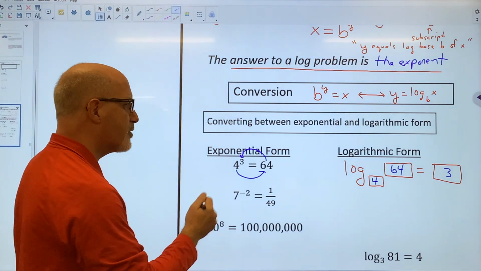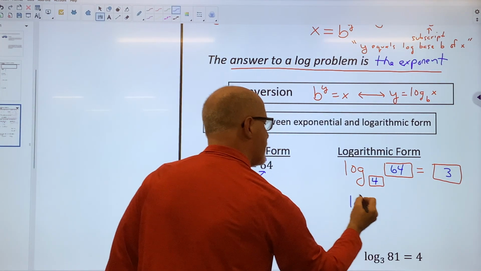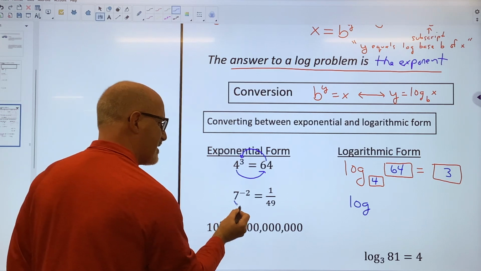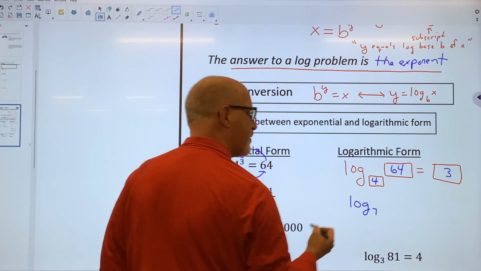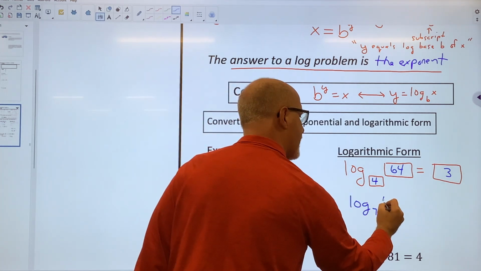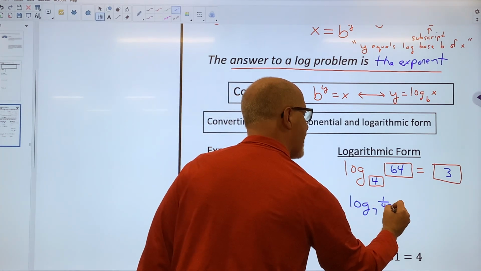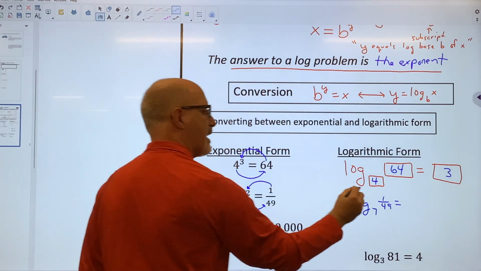So when we do the next one, we want to set up a log here. We start our circle tour, log base 7 of 1 over 49, so put a subscript here for the 7 down a little bit below the line, and then 1 over 49 is our inside of the log, equals the exponent, which is a -2.